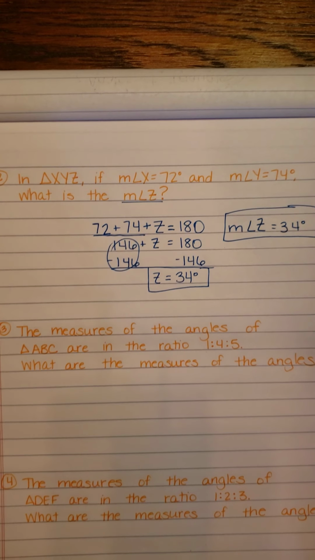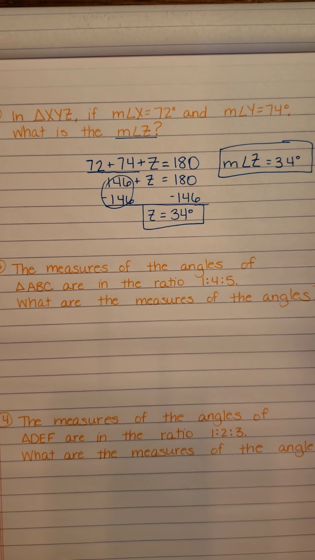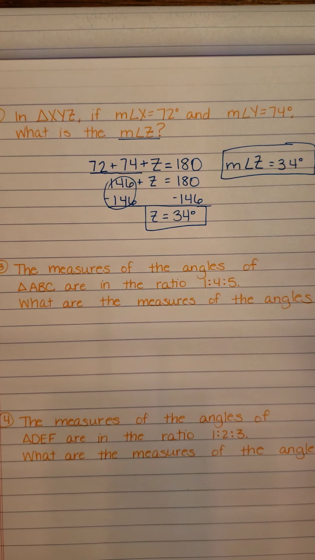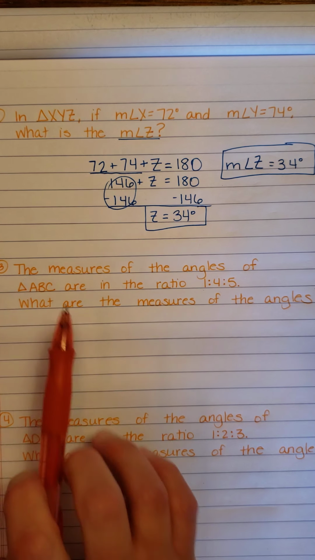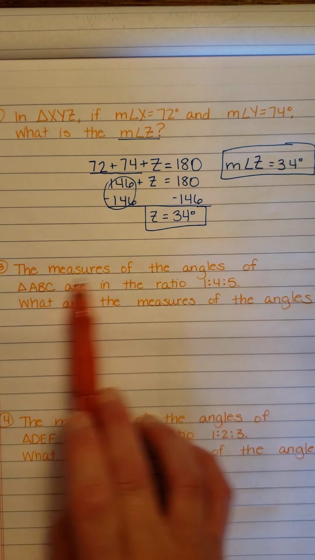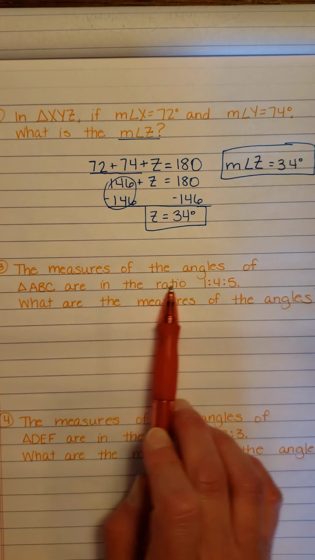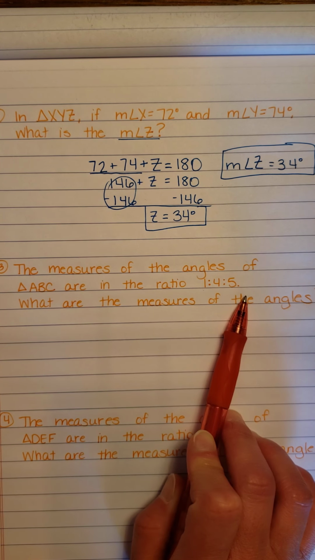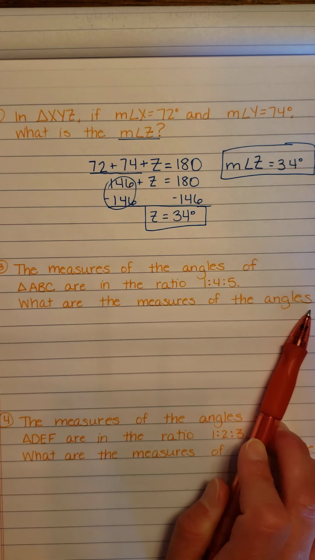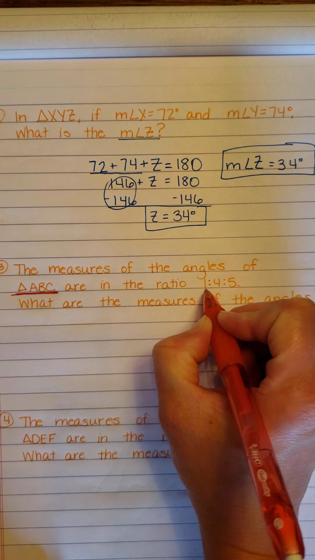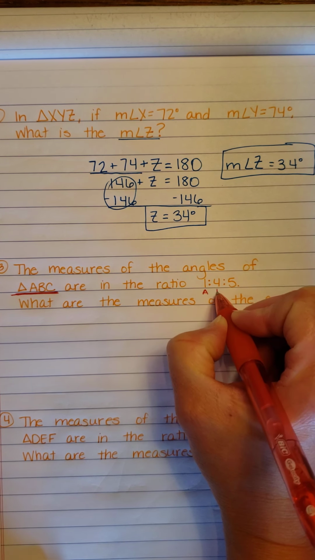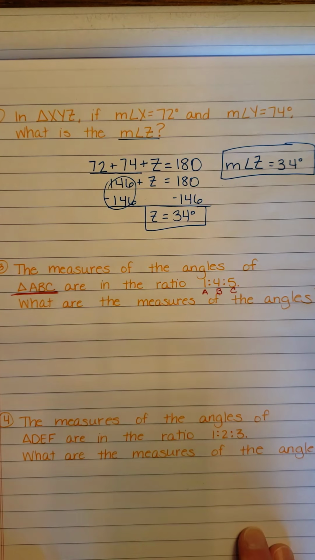Okay, so in the next two examples, we are not given the measure of any of the angles. So what we have to do is use the information that we are given to help us find the measure of these angles, okay? So number 3, the measures of the angles of triangle ABC are in the ratio 1:4:5. What are the measures of the angles? Okay, so we have triangle ABC. So in order, A is going to relate to the 1, B to the 4, C to the 5.